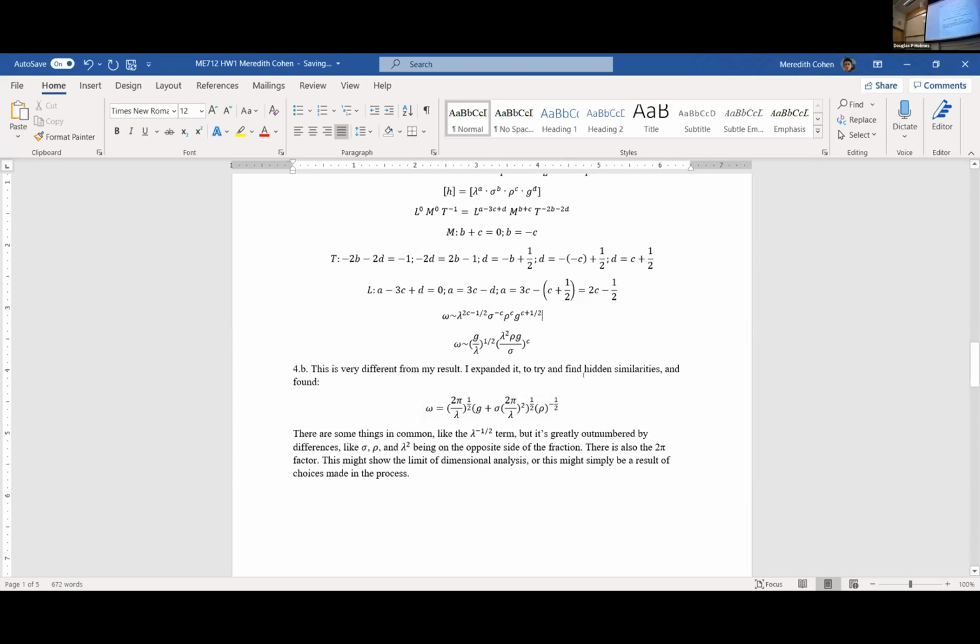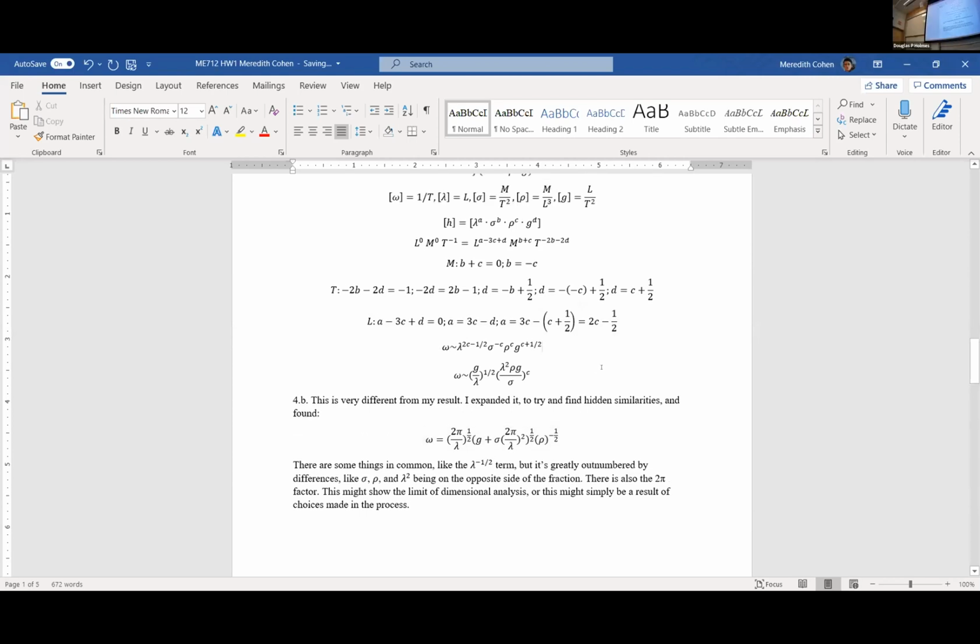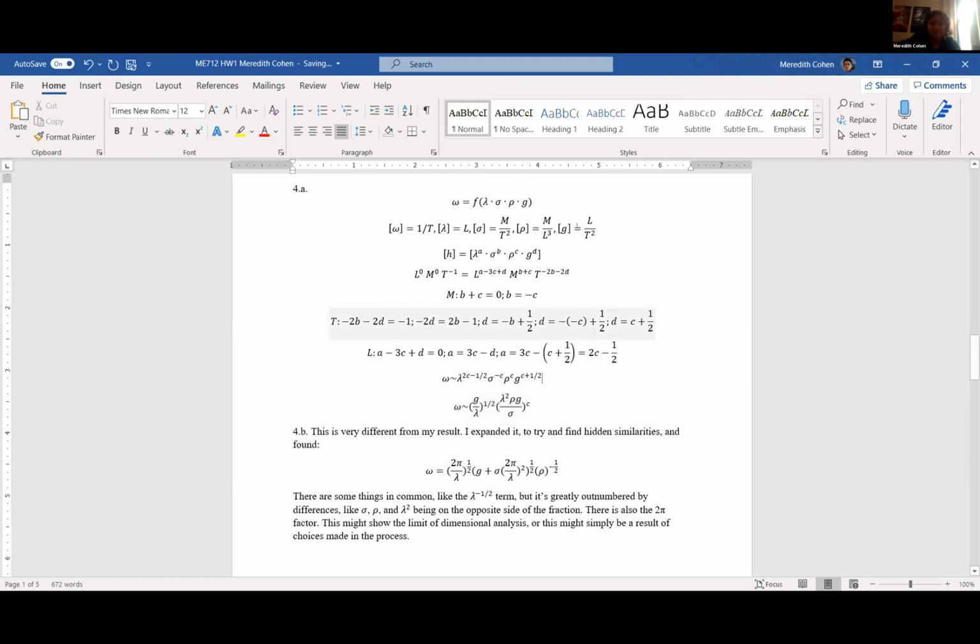Let me jump in real quick. So is g over lambda to the 1/2 a unit of 1 over time? Because I feel like it's time. G is 1 over time squared. Or did I? No, maybe I'm just being slow. No, I think that's fine. Okay.